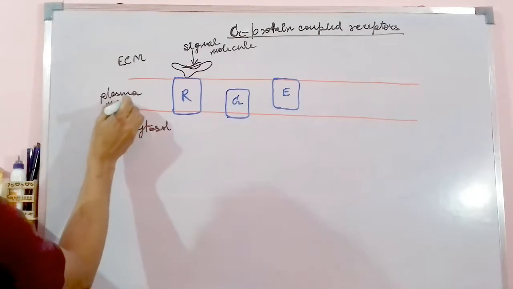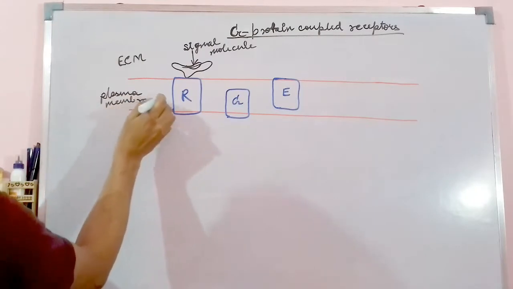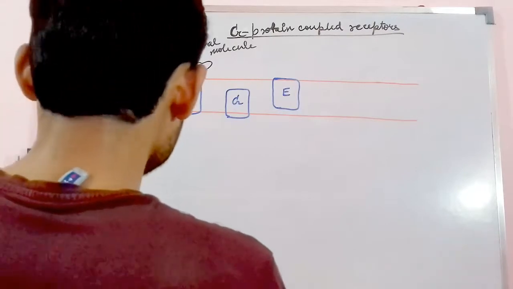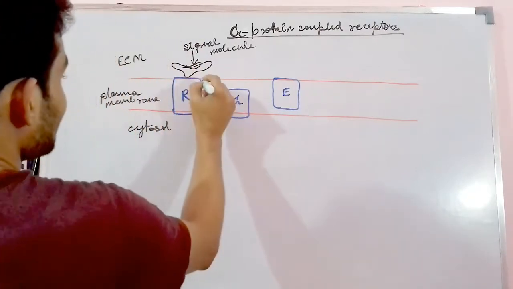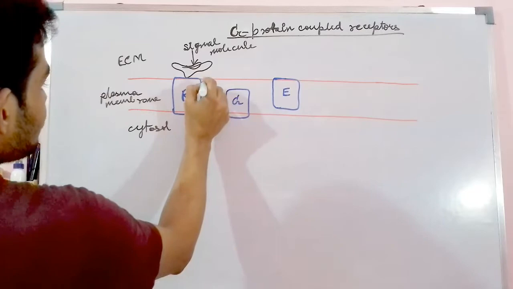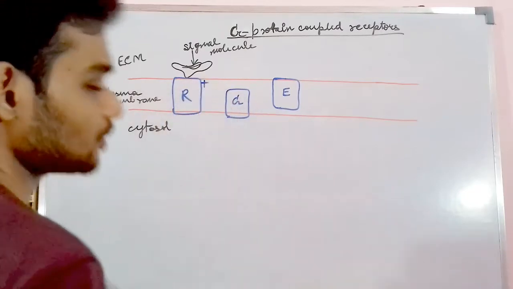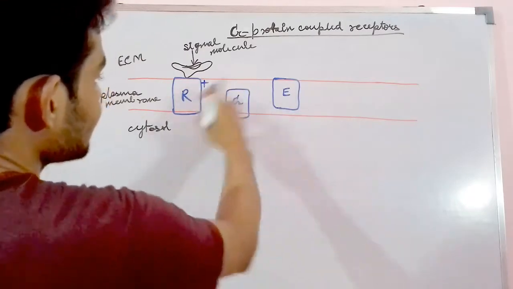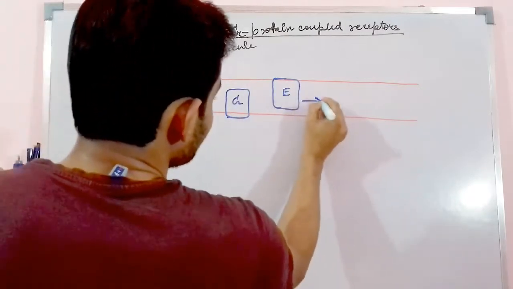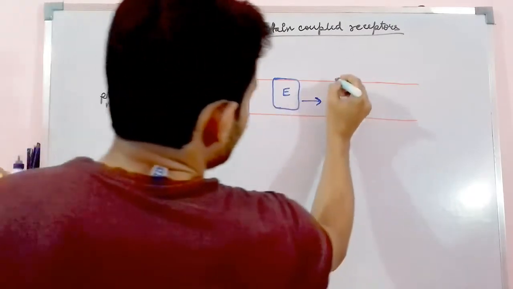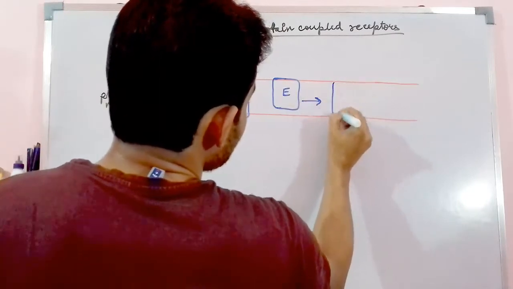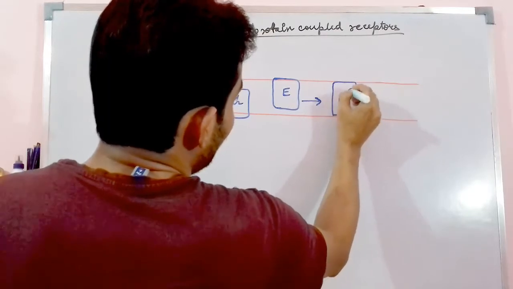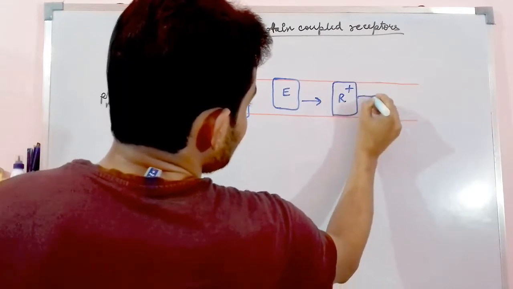Plasma membrane or cell membrane. Now when the receptor molecule is getting activated, let us put a plus sign over the activation of the receptor molecule. This receptor molecule, in the next step, would bind with the G protein. Once it's activated, this activated receptor molecule R plus would bind with this particular G protein here.